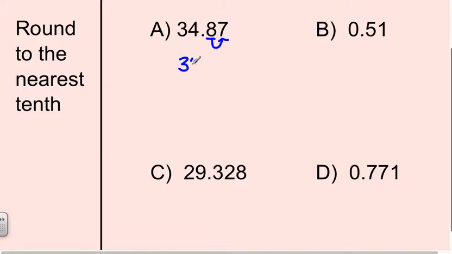The 34 are still important. I need to keep that number. However, now I look behind. This 7 tells me to round the 8 up to a 9. And I'll remain with that 0 on the end.